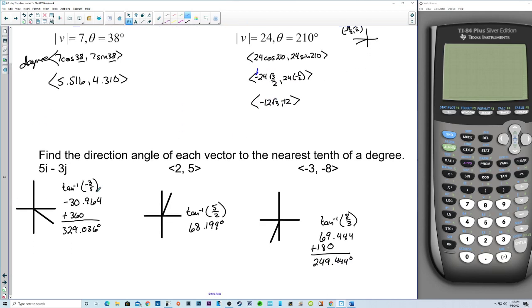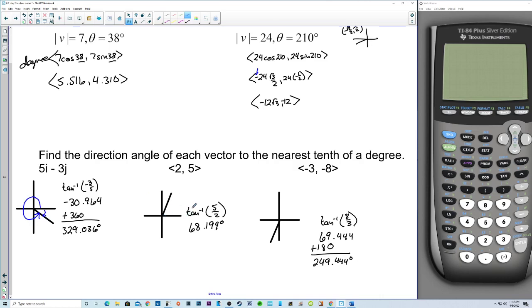Find the direction angle of each vector to the nearest tenth of a degree. Well, it's nice to know where you're at, where that vector is. So here's 5, -3, very roughly. So we take the inverse tangent of y over x, but it gives us -30.964. Well, we don't really want that. We want positive values. So we add 360 to that. So the unit circle measurement is that 329.